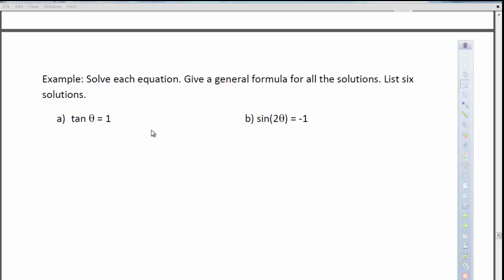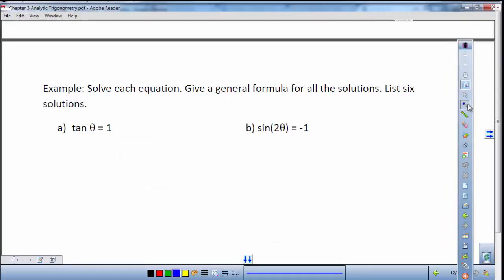So we've got tangent theta equals 1. Well, we already know where that happens. Where's tangent theta equal to 1? Tangent of what angle equals 1? 45 degrees, or in radians, it would be pi over 4. Okay, so also, though, where else?